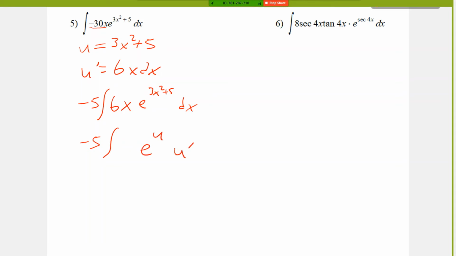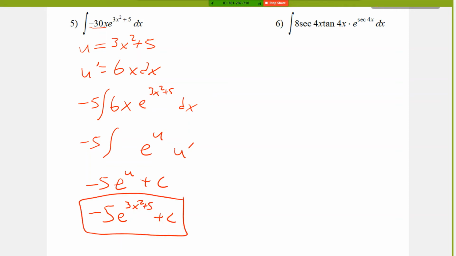Perfect. So that's e to the u prime. What will happen after I integrate? E to the u power plus c. Okay, and then as the last step, I'm going to resub back for u. So this will be negative 5 e to the 3x squared plus 5 plus c. Awesome.